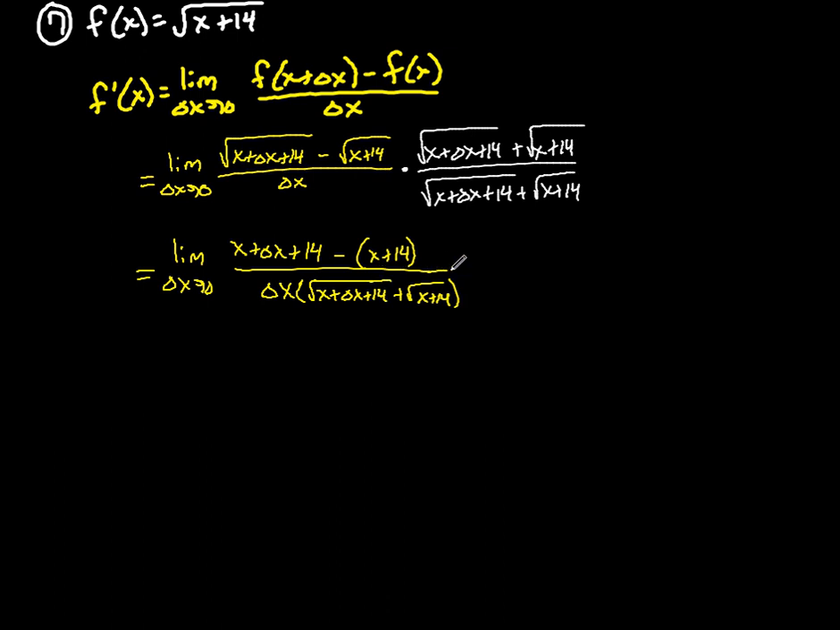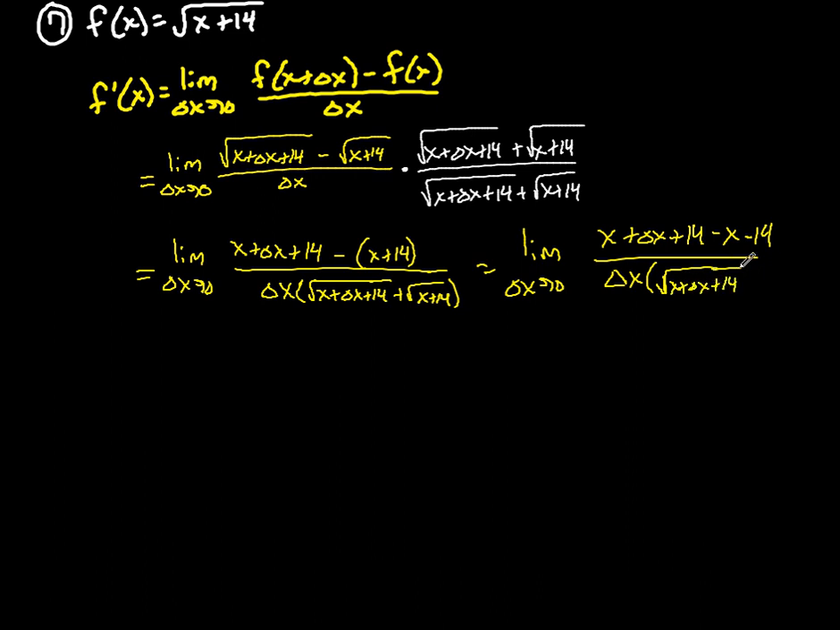Alright? And that delta x was down here as well. Things are going to cancel out. This is a minus x plus 14, so I'll even rewrite it out real quick so you can see that. My numerator is now x plus delta x plus 14 minus x minus 14 all over delta x times this square root stuff. The square root of x plus delta x plus 14 plus the square root of x plus 14. Okay? What canceled out like we thought? The x and the 14 both go away. All I'm left with is a delta x up top. Well, hey, take a look at this. My delta x's will cancel.